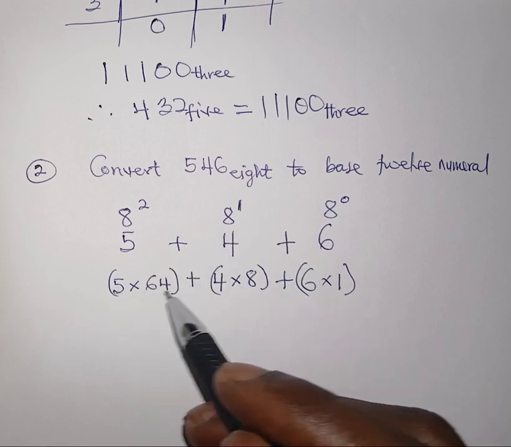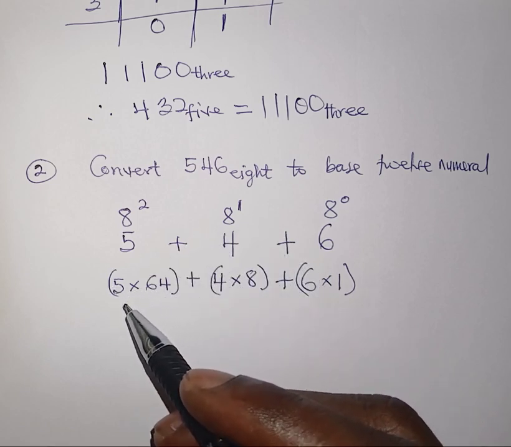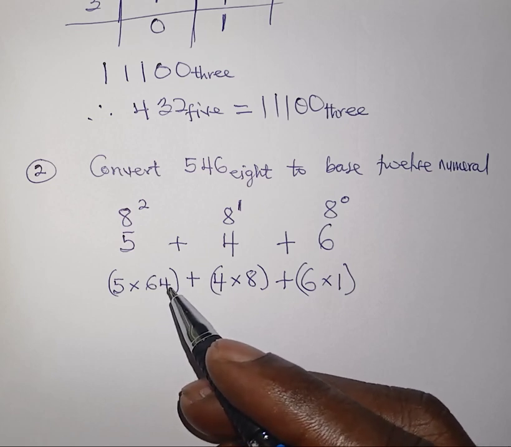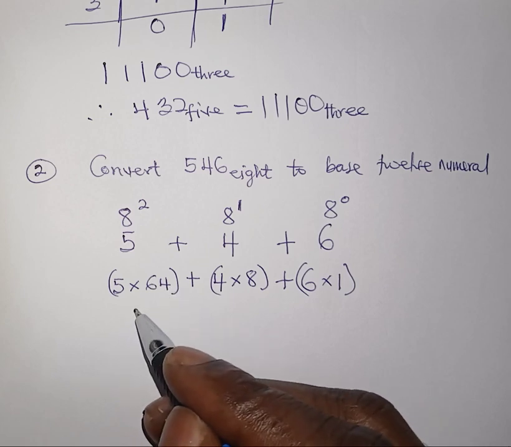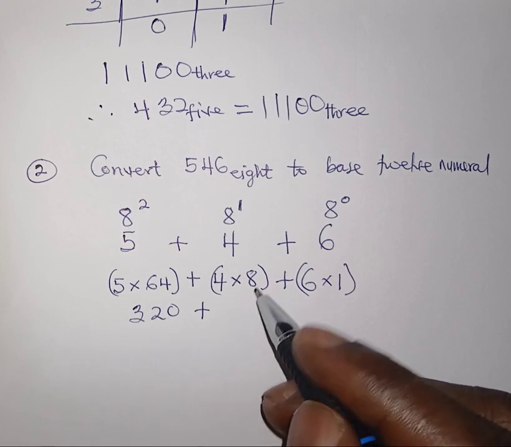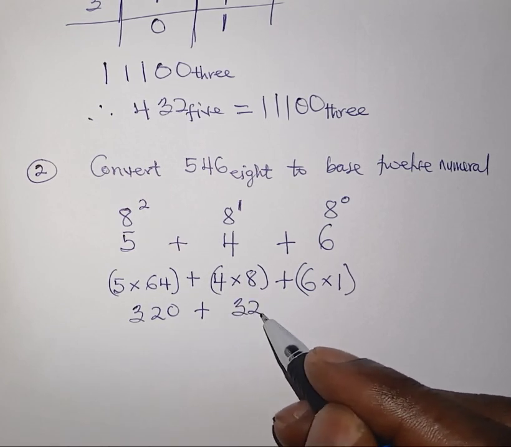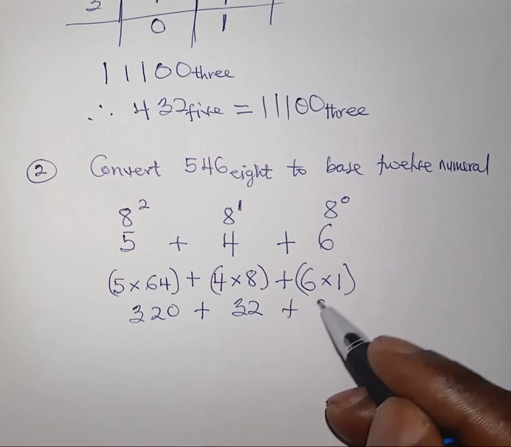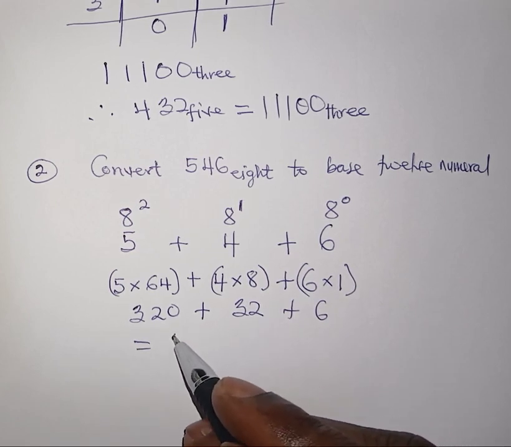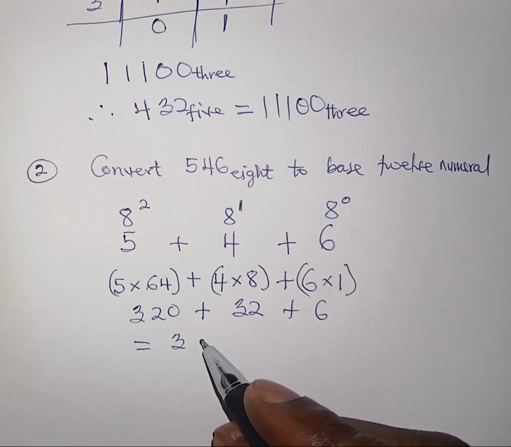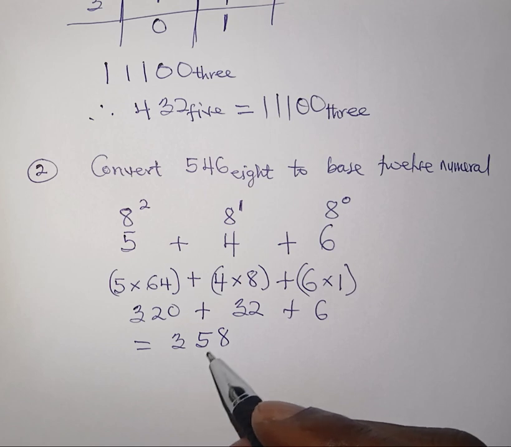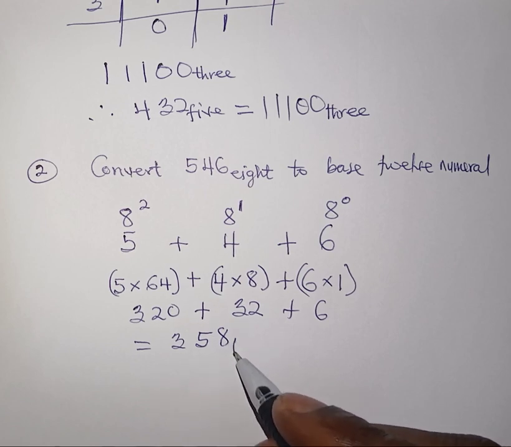Good. So what is 5 times 64? In this case, we are going to get 320 plus 32 plus 6, and that is going to give me 358. In that case, 358 base 10.